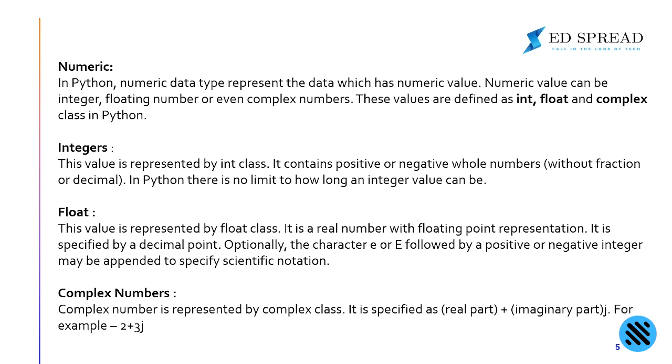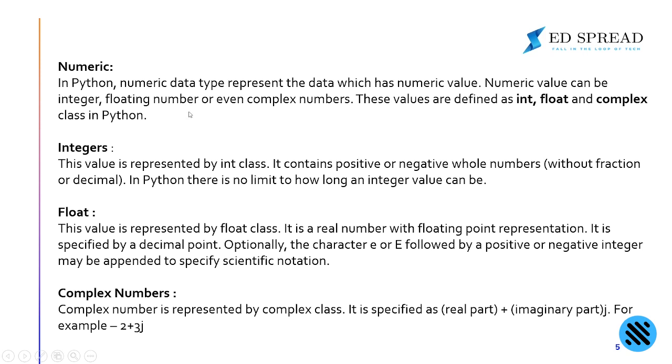And for example, we are having a number 5.66. So in that case, since it is having a decimal part, we will be using float data type. Okay, so float is for storing a number which has a decimal part. Okay, for example, if we store 5 in float, it will be stored as 5.00. Okay, so next, even complex numbers can be stored. So these values are defined as int, float, and complex class in Python.